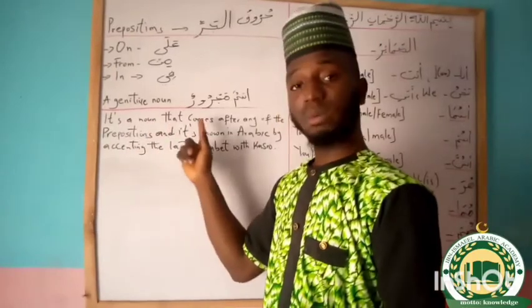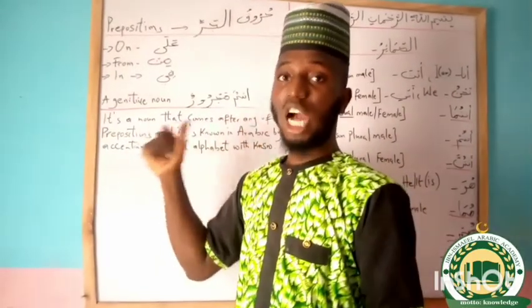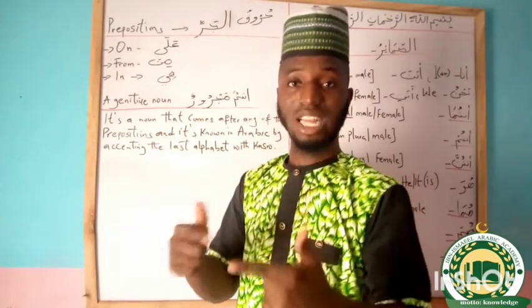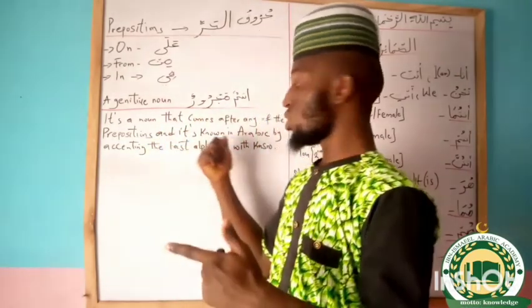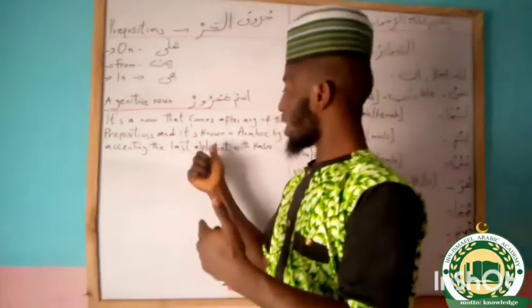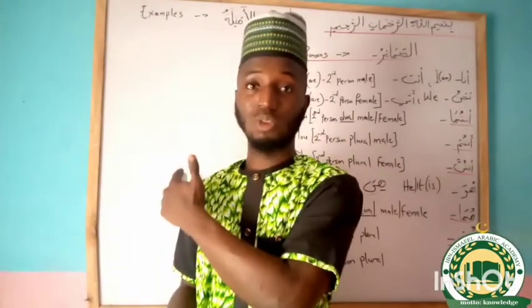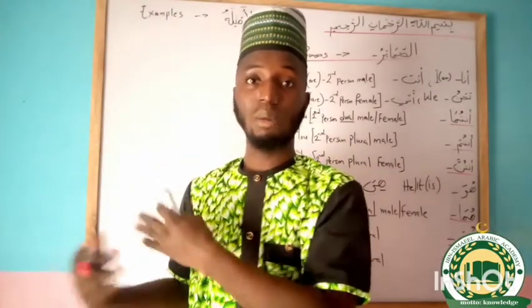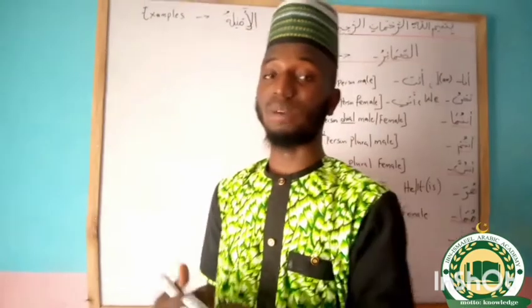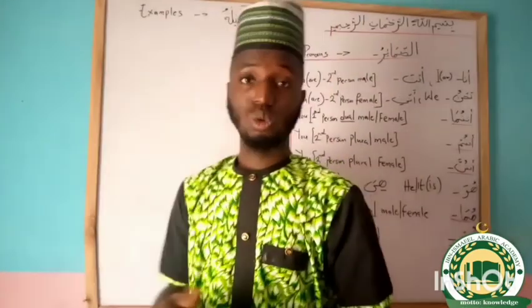In English language, a genitive noun is a noun that comes after any of the prepositions. But how do we know this? How can we recognize this in Arabic language? It is known in Arabic by accenting the last alphabet with kasra. We'll be explaining with some examples so that we have a perfect understanding. Now let's move on. Al-amthilatu, examples.